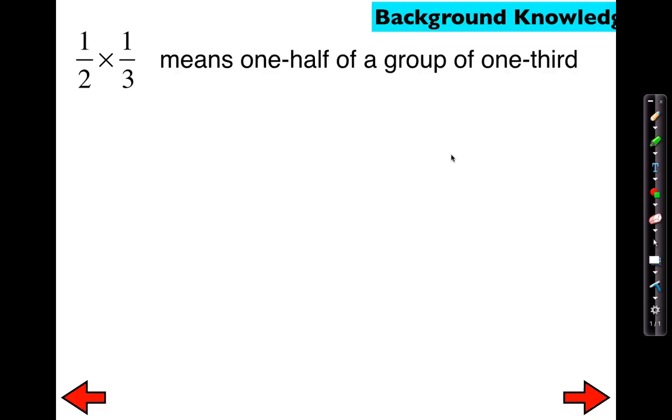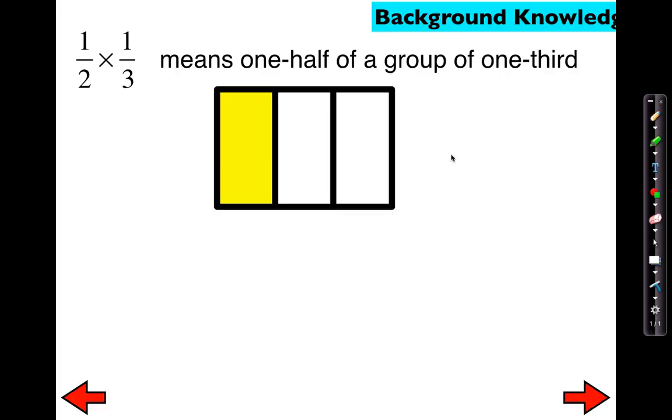Now what does this mean? Well, it means 1/2 of a group of 1/3. So here, if this is 1/3, it's 1 out of 3 rectangles. I'm going to just take half of it, and half of that would only make it 1/6.